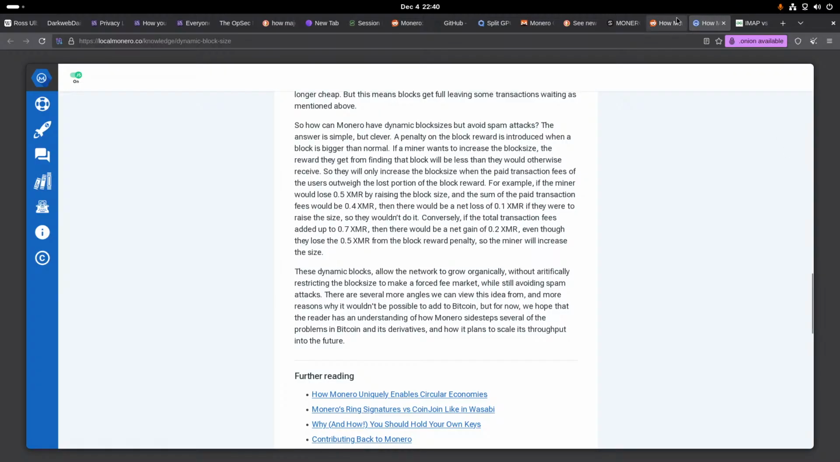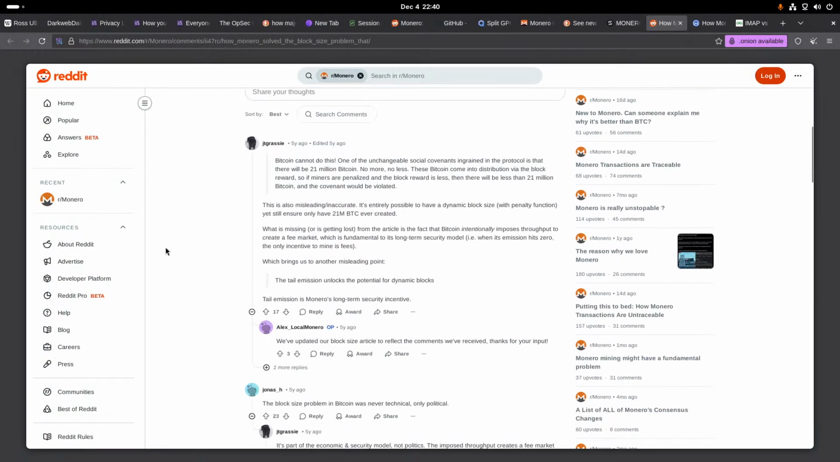Very interesting. Pretty much Bitcoin can't do this. One of the unchangeable social conventions integrated into the protocol is that there will be 21 million Bitcoins. No more, no less. These Bitcoins come into distribution via block rewards. So if a miner is penalized and the block reward is less, then there will be less than 21 million Bitcoins and the convention would be violated.